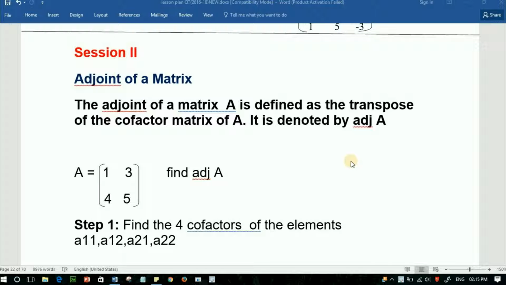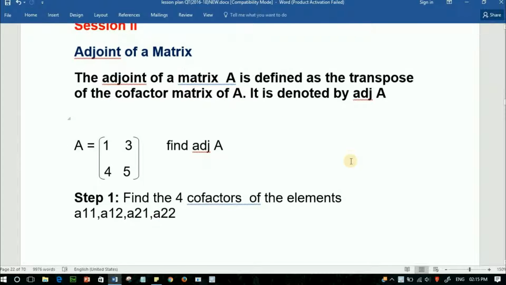Today we will discuss the adjoint of a matrix. The adjoint of a matrix A is defined as the transpose of the cofactor matrix of A. It is usually denoted by adj A. For example, A is equal to [1, 3; 4, 5].